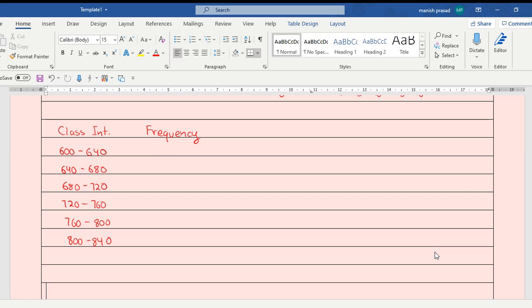And the frequency goes: the first one is 80, the second one is 45, the third one is 153, 88, and then 171 and 63. Okay, so go ahead and make it, and I'm also making it so we can check our answers.